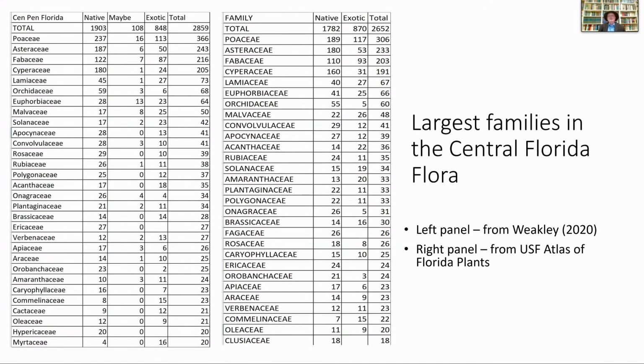Even in just central peninsula Florida, these are large groups, even in just one region of the state. On the left panel are the number of species in each family in the Weakley 2020 flora for Central Peninsula Florida, and on the right is the list from the Atlas of Florida Plants on the ISB website from USF. You notice that the Weakley numbers are quite a bit higher. This reflects the use of modern taxonomic criteria that look carefully at which species should be recognized or tentatively recognized as distinct and not lumped together into synonymy.